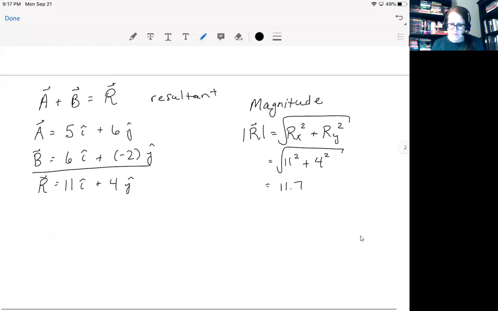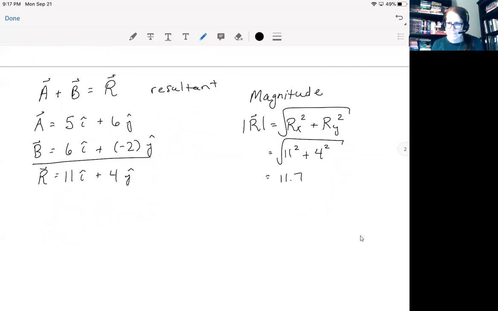So if you want to kind of verify that, and actually we could figure out what the angle is too. So we'll sketch it out and we'll also find this angle. You can use the tangent of theta is going to be equal to ry over rx. So theta is equal to the inverse tangent of ry over rx.